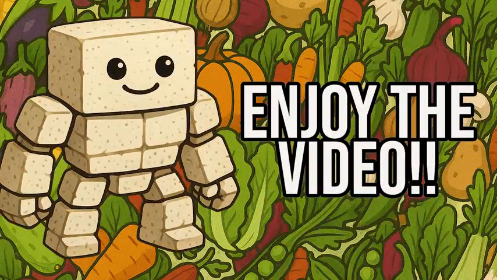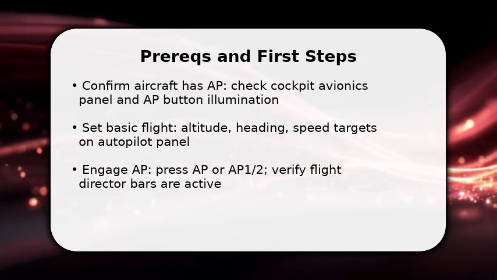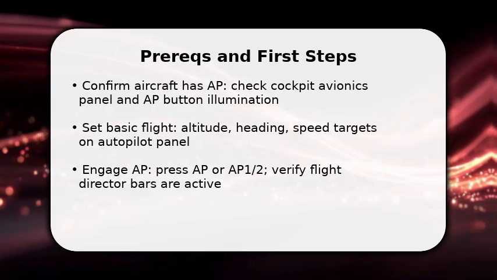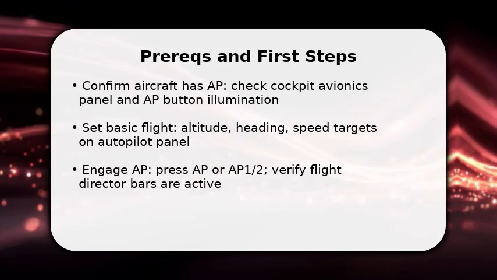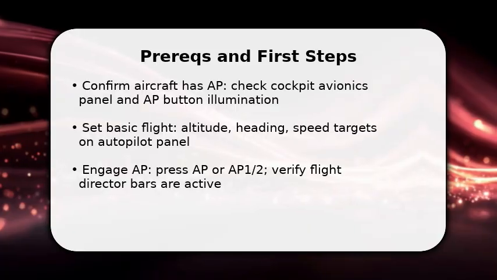Please enjoy the video. You already have a flyable aircraft with functional avionics. Now act. First, confirm the autopilot hardware is present and powered. Next, set your initial targets. Select an altitude, a heading, and a target speed on the autopilot or flight director.